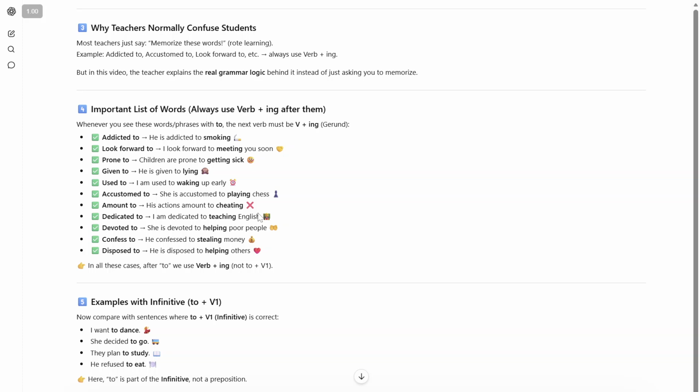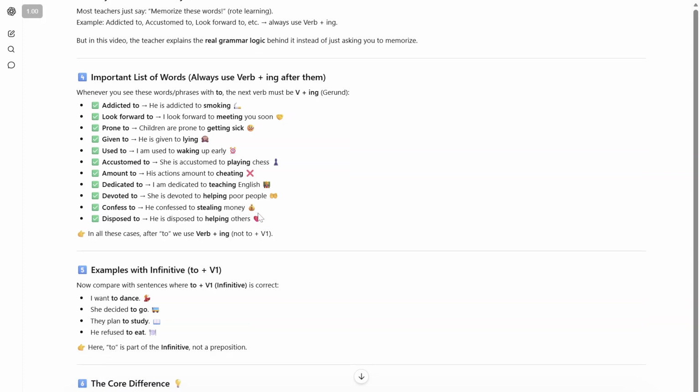Accustomed to: she is accustomed to playing chess. Amount to: his actions amount to cheating. Dedicated to: I am dedicated to teaching English. Devoted to: she's devoted to helping poor people. Confess to: he confessed to stealing money. Disposed to: he's disposed to helping others. In all these cases, after "to" we use verb ing, not to plus V1.